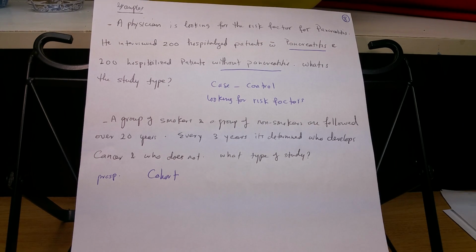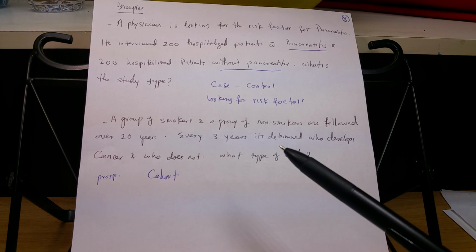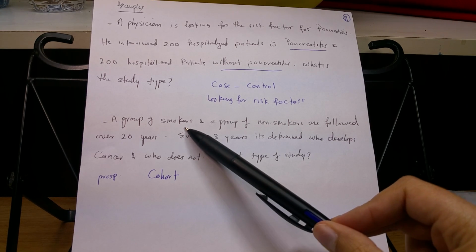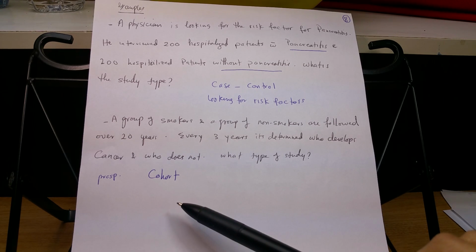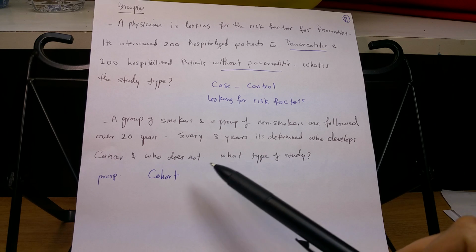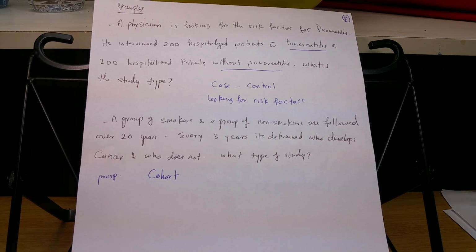A group of smokers and a group of non-smokers are followed for over 20 years. Every 3 years, it's determined who develops cancer and who does not. What's the type of the study? So we have people at risk and people with no risk factors, and we follow them over time to see the development of disease. So it's a prospective study, it's a cohort study.